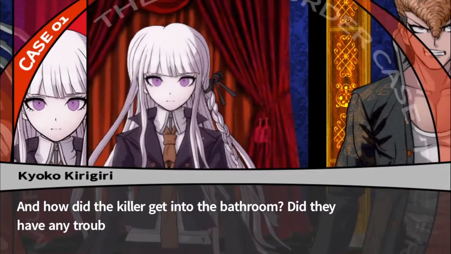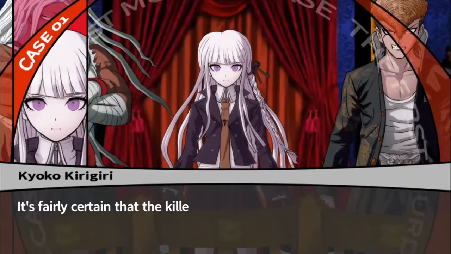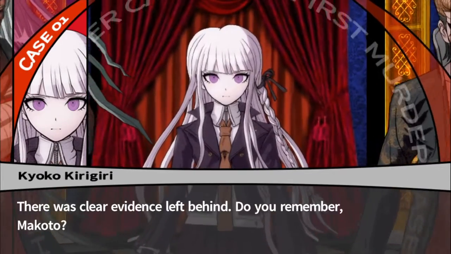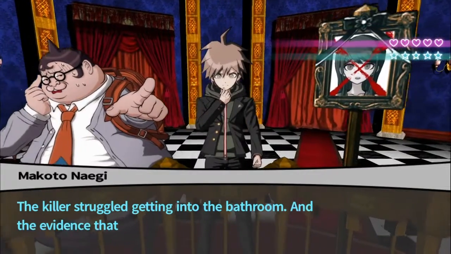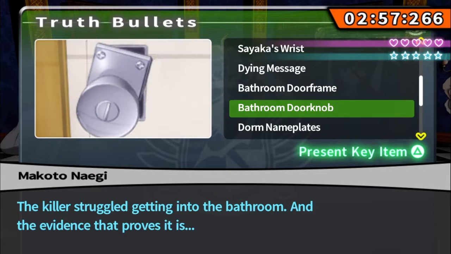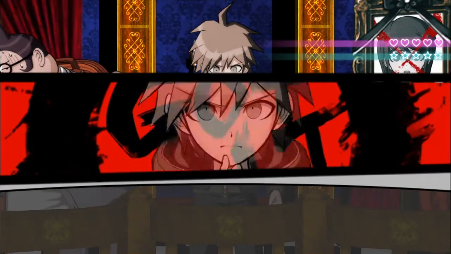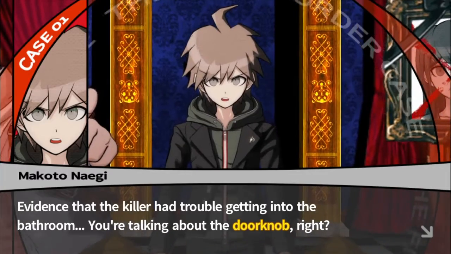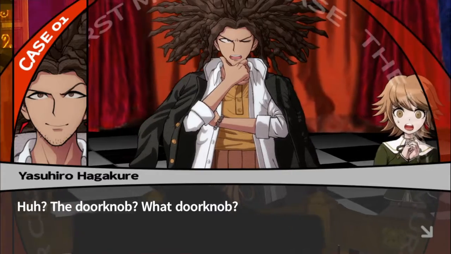And how did the killer get into the bathroom? Did they have any trouble with it? What do you mean? It's fairly certain that the killer had some trouble getting into the bathroom. There was clear evidence left behind. Do you remember, Makoto? I got it! Evidence that the killer had trouble getting into the bathroom. You're talking about the doorknob, right? Huh? The doorknob? What doorknob?